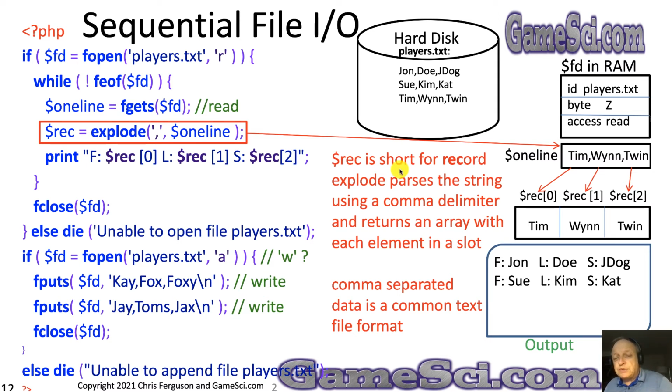Explode parses a string using the comma delimiter and returns an array with each element in a slot. So everywhere you see a comma, it's separating the data. Tim goes into slot 0, Win goes into slot 1, and Twin goes into slot 2. That's what explode does. This is comma separated data. It is a very common format when reading text files to separate the fields using commas.